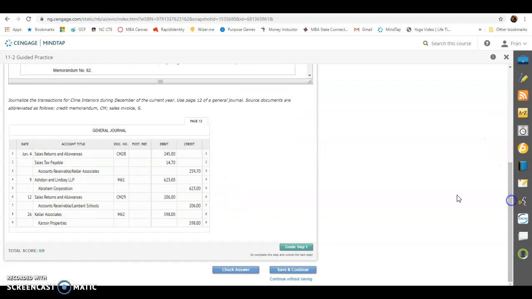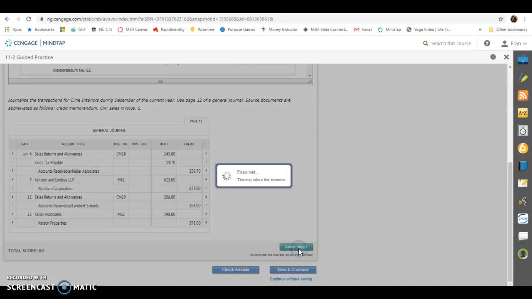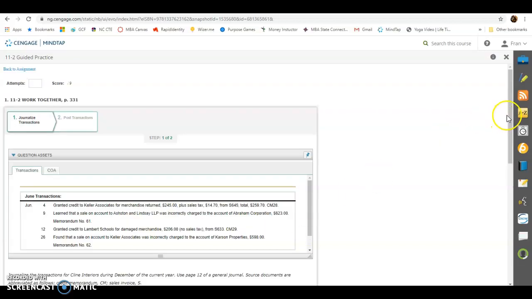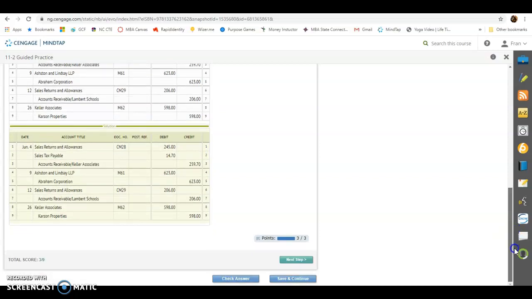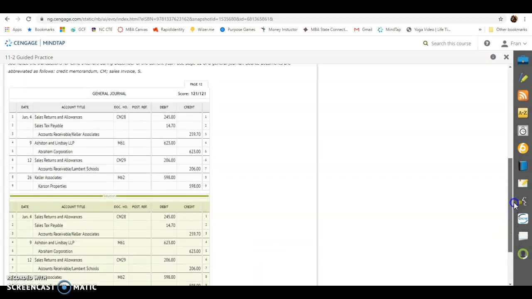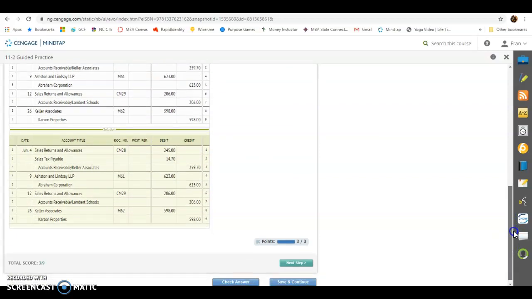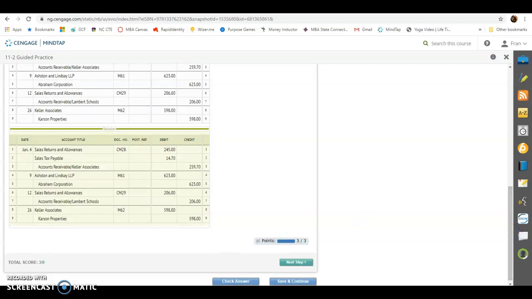All right. Grade this step. All right, everything's good here. I'm not going to go through all the posting with you this time. I think you've got this. Just don't forget, when you go to post the one that has the slash in it, you have to do it to accounts receivable and to Keller Associates. You have to do it to both of them.